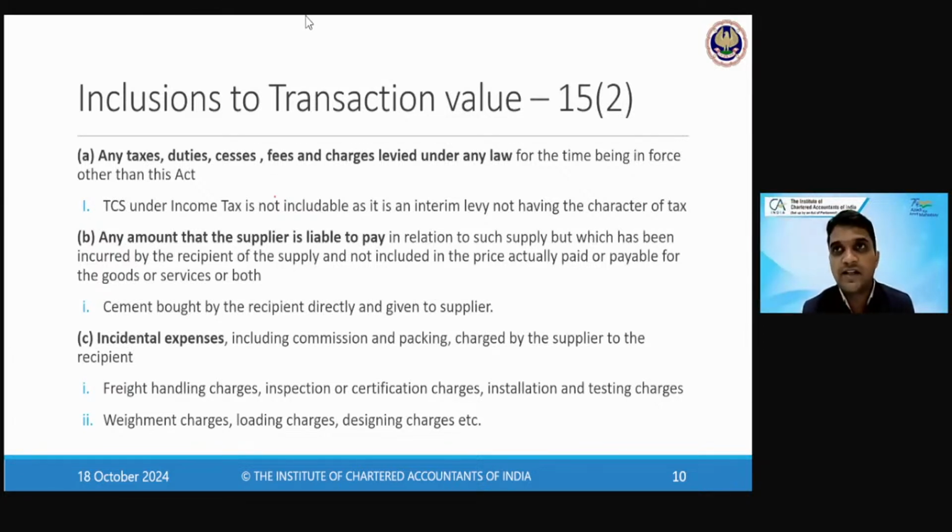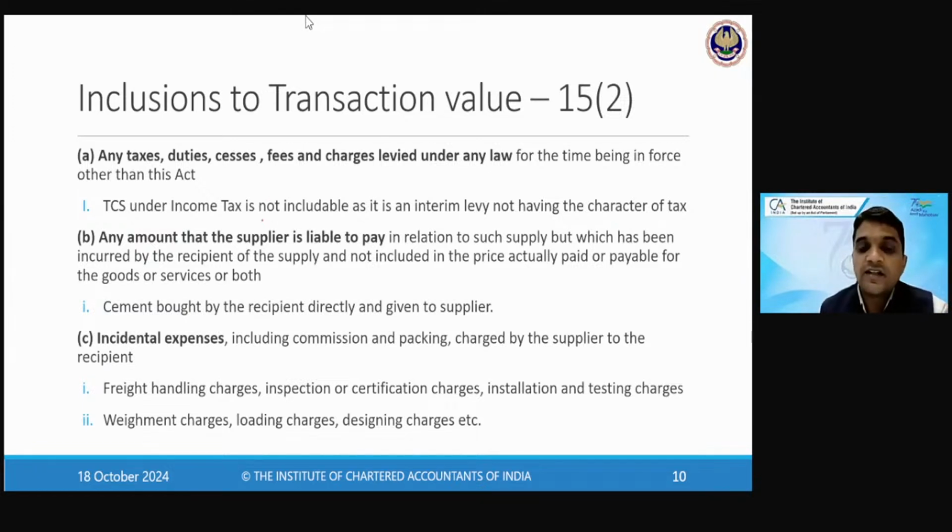When you sell metal scrap, you have to collect taxes. So on any scrap you sell, you have to collect TCS. Now, will that TCS you're collecting be added? There is a clarification saying that TCS under income tax is not to be included, as it is an interim levy and not having the character of a tax. So you don't have to add it.